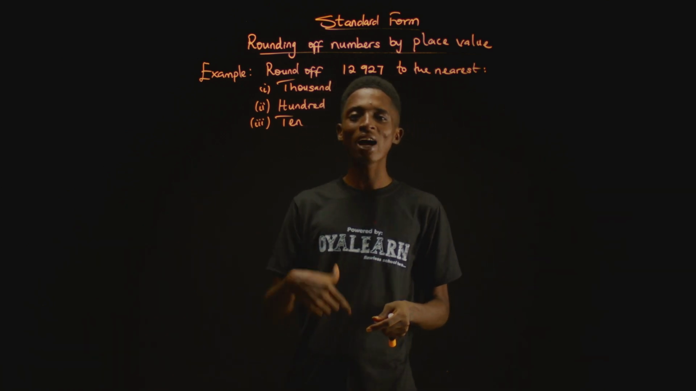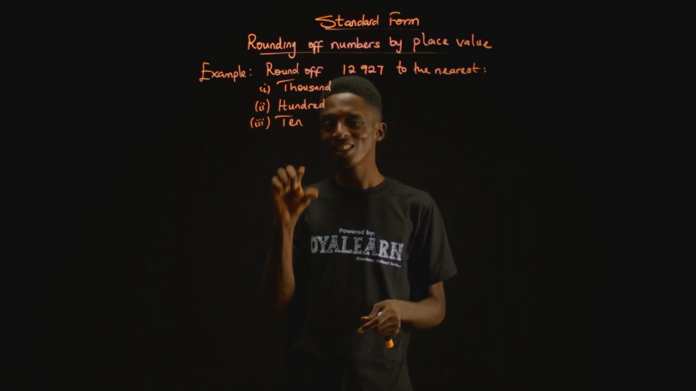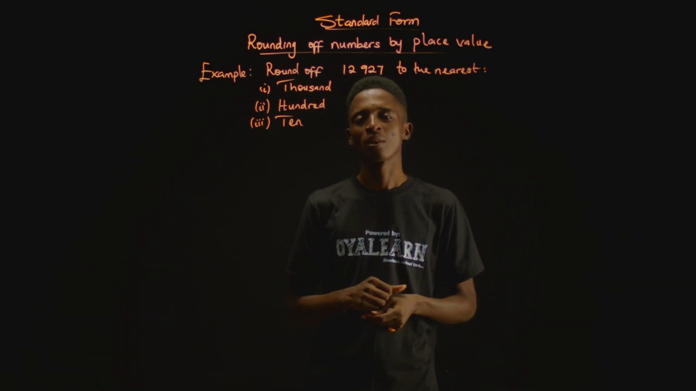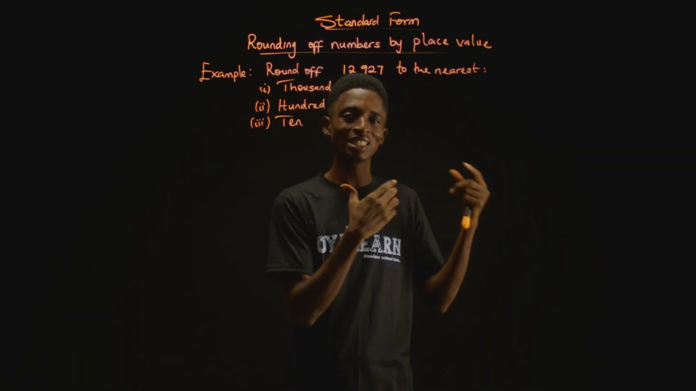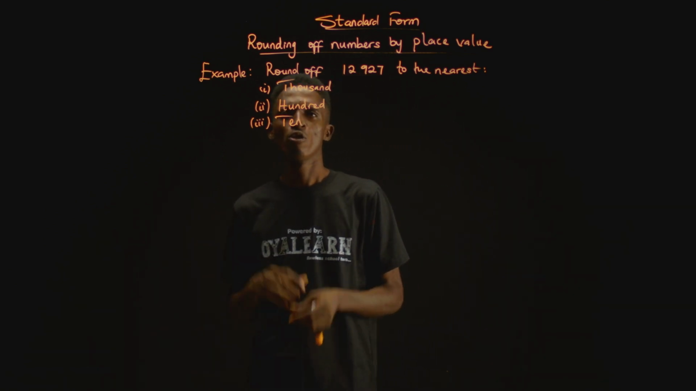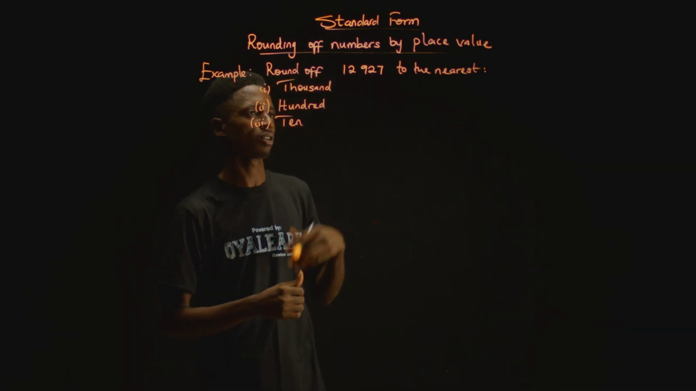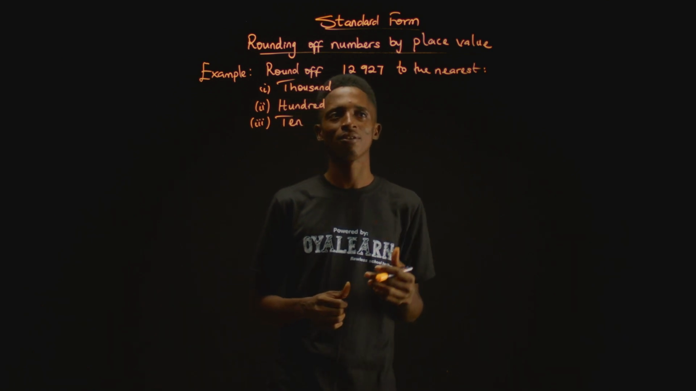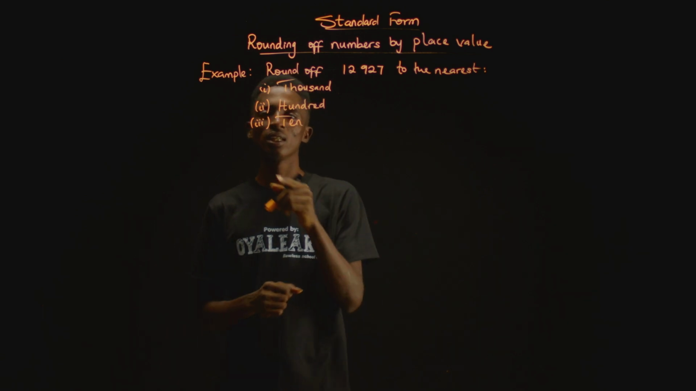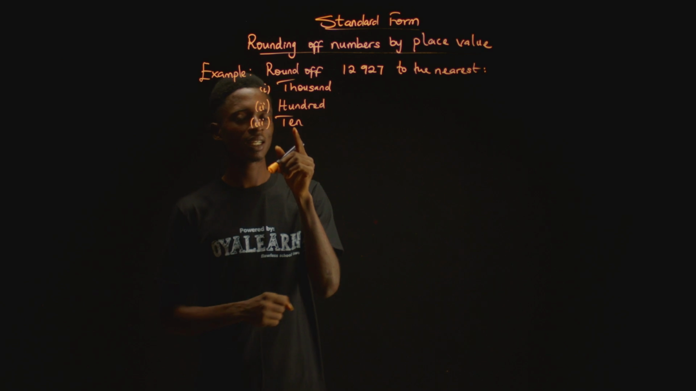So the next thing is to find the digit at that degree of accuracy. Meaning we are going to look at the digit that lies at the rounding off place value. And then next we look at the digit that is next to it, to the right, and then we apply the rule. So let's try following those steps to round off this number, 12,927, to the nearest: Roman figure 1, 1,000; Roman figure 2, 100; and Roman figure 3, 10.